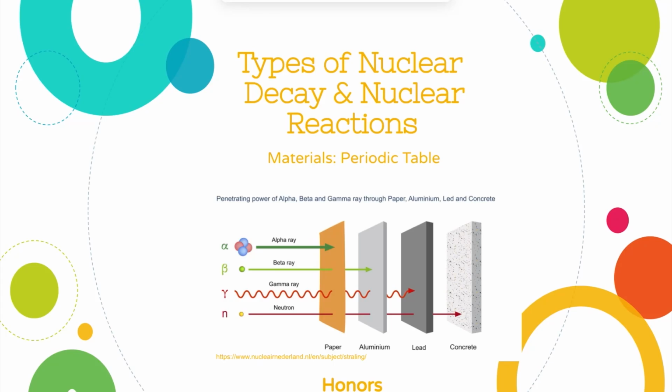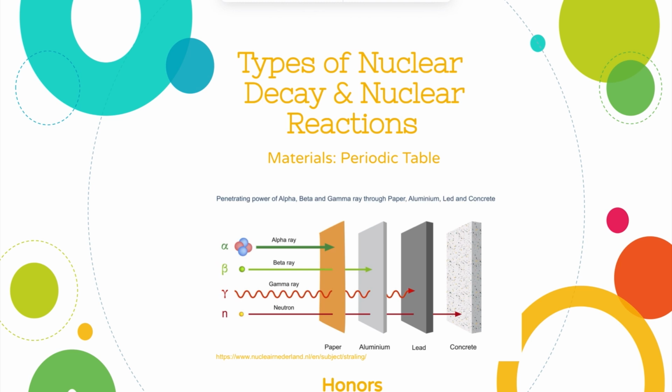These are the notes on types of nuclear decay and nuclear reactions. It'll be helpful to have a periodic table accessible. In the Crash Course video that you watched, you should have been introduced to alpha decay or alpha rays as a type of nuclear decay, beta particles or beta rays, and gamma rays. We are going to talk about how we can write those types of decay into a nuclear reaction today.